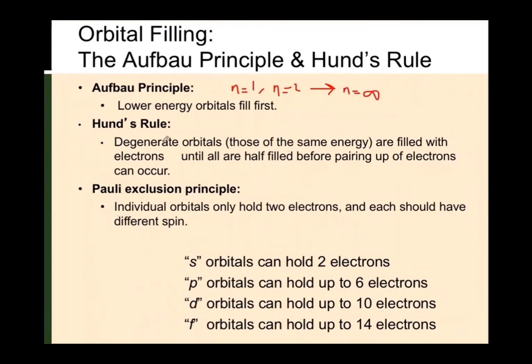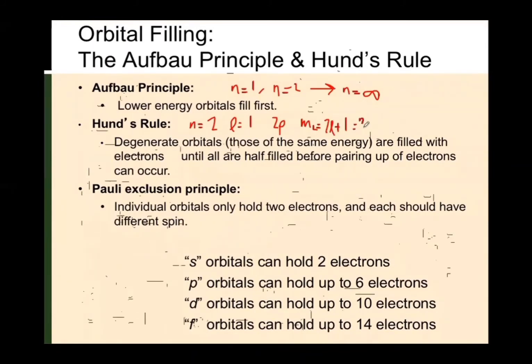Then we have Hund's rule, where degenerate orbitals, those of the same energy, are filled with electrons until all are half filled before pairing of electrons can occur. This only really applies whenever we start to get to p orbitals, because those are degenerate. In the case of n equal to 2, l equal to 1, those are our 2p orbitals. We have 3 of those because the number of orbitals is equal to 2l plus 1, and for l equal to 1 that is 3. So we end up with 3 orbitals.